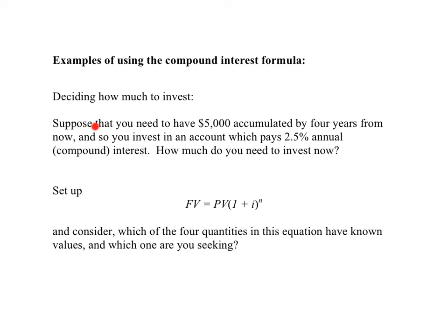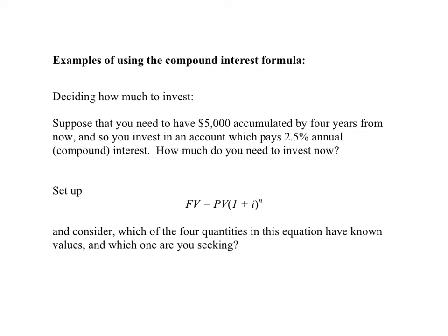For example, suppose that you need to have $5,000 accumulated, specifically 4 years from now. That's when you intend to make a $5,000 purchase. So you invest now in an account which pays 2.5% annual compound interest. So how much do you need to invest now?